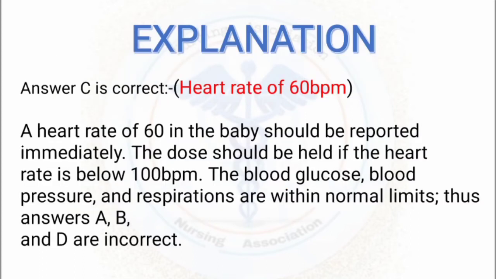Let's see why this is correct. The heart rate of 60 in the baby should be reported immediately. The dose should be held if the heart rate is below 100 bpm. The blood glucose, blood pressure and respiration are within normal limits, thus answers A, B and D are incorrect. First of all, you have to know the normal heartbeat of a 6-month-old baby. The normal heartbeat of a 6-month-old baby is 100 to 175 bpm. So here option C, heartbeat of 60 bpm, and the other options are normal compared to option C. So the doctor should be informed of option C, heart rate of 60 bpm.